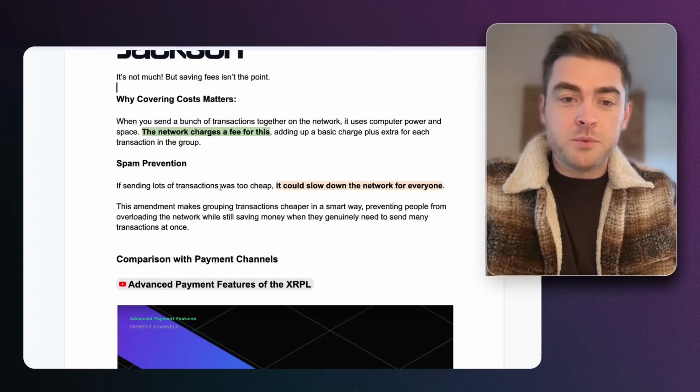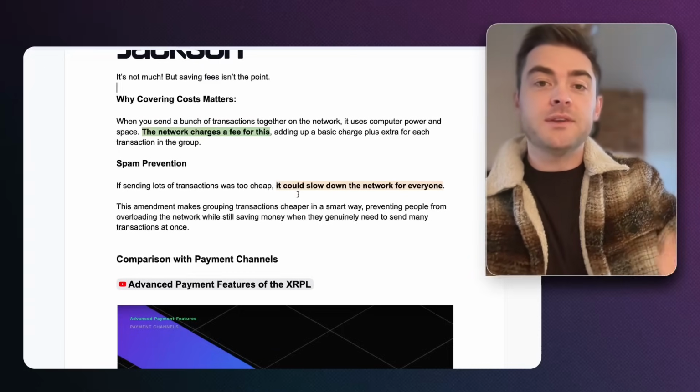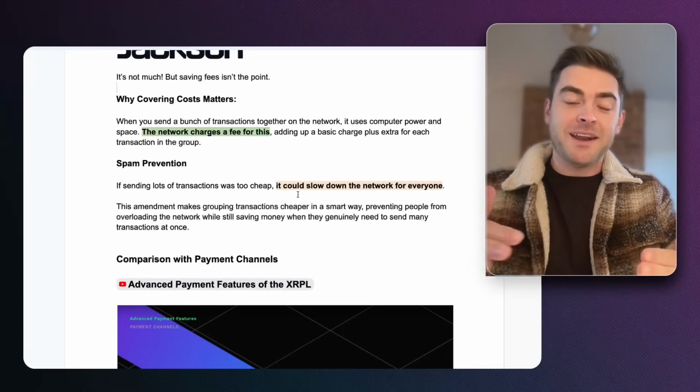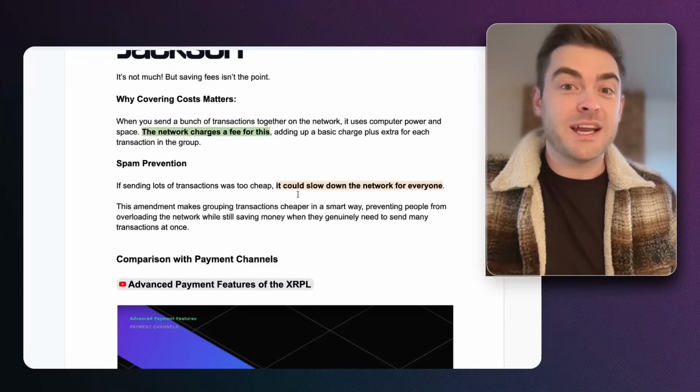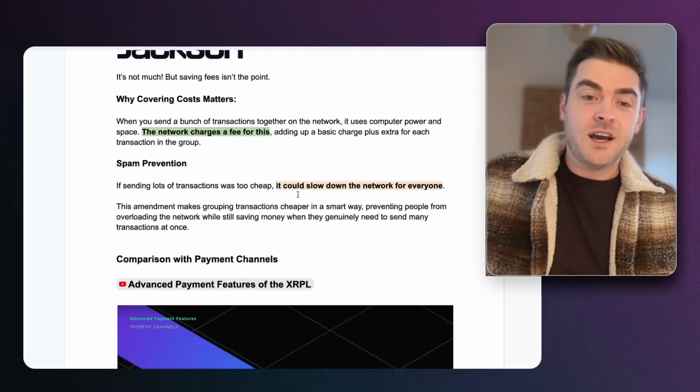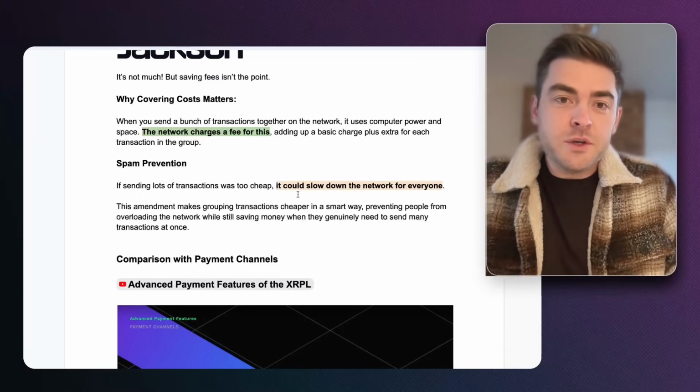And so what people will do if it's too cheap is they'll send too many transactions and it will slow down the network for everyone. So it's actually a balance. You don't want them to be too cheap, because then everyone will use it and it gets a bit crazy. But you want it to be cheap enough to where it's worth using, right?